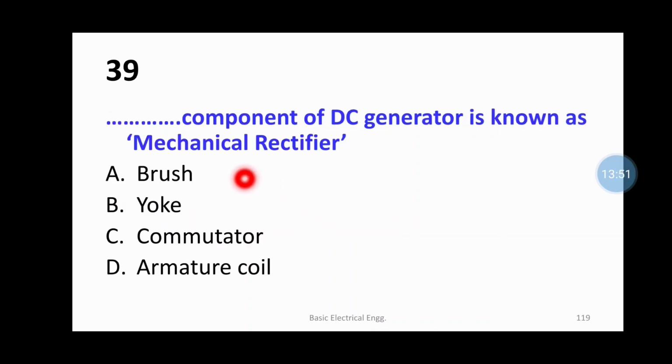Question number 39. Dash component of DC generator is known as mechanical rectifier. So what is the function of a rectifier? A rectifier converts AC supply into DC supply. So in a DC generator, what does the commutator do? The commutator converts the fluctuating voltage into unidirectional voltage. Therefore, the commutator in a DC generator is also known as a mechanical rectifier. This is a very important question.